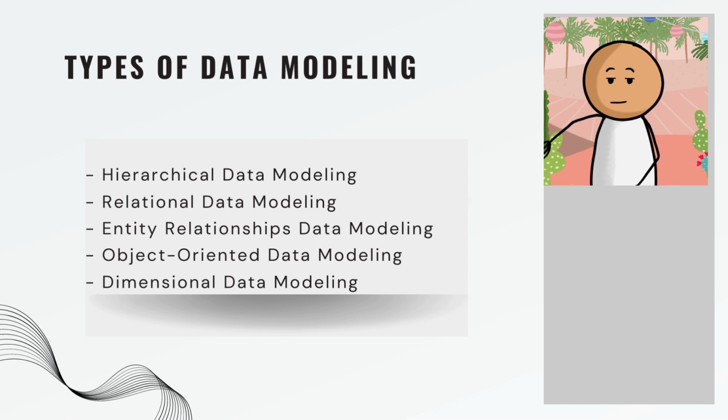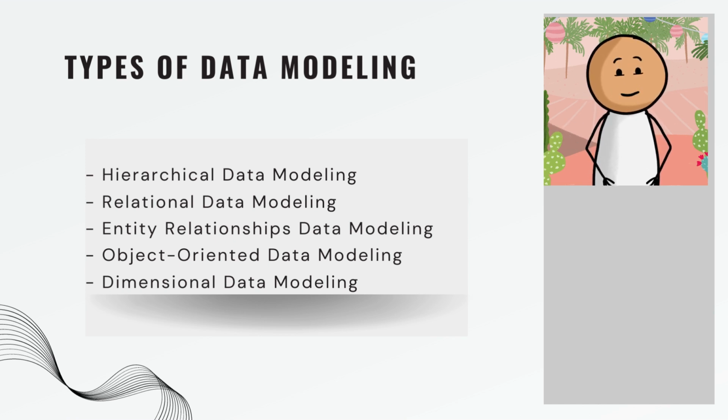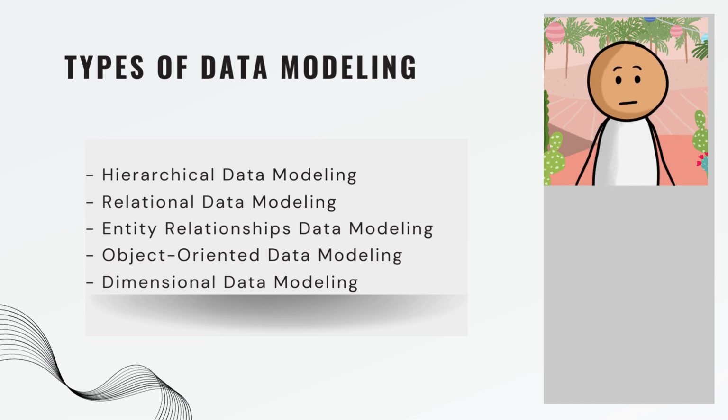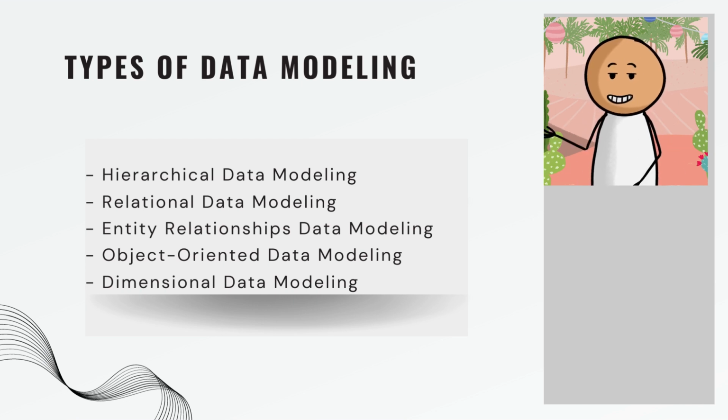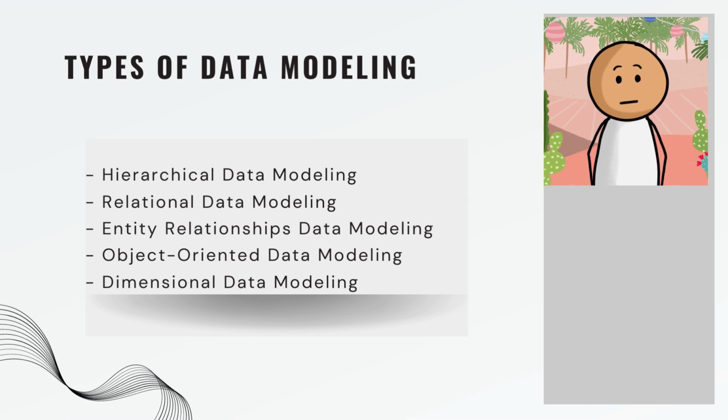And when we talk about object-oriented data models, the objects involved are abstractions of real-world entities. Objects are grouped in class hierarchies and then have associated features. While dimensional data models were designed to optimize data retrieval speeds for analytic purposes in a data warehouse.